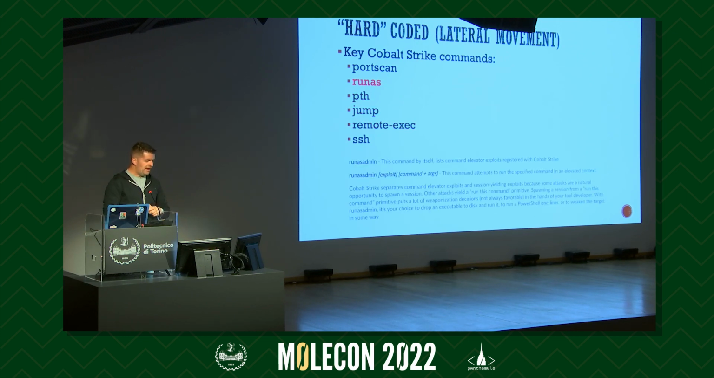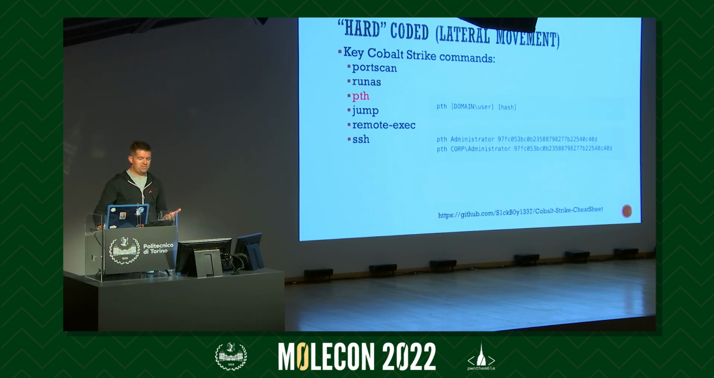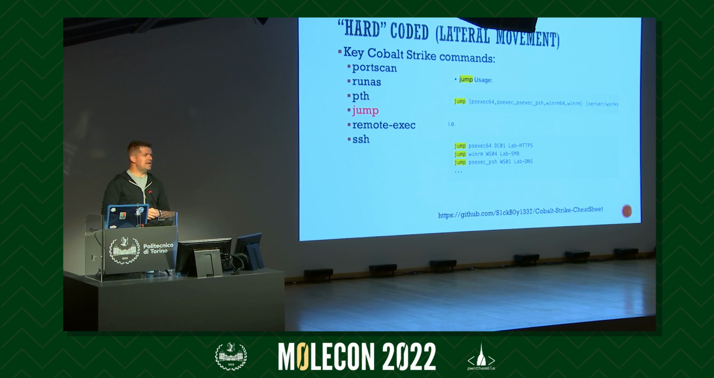The first one is run as. Again, that's very similar to right-clicking and running as a different account or running as an administrator. The goal here is, once again, to try to escalate privileges or act as a different user to achieve different functionality. We can pass the hash, built into the tool. Jumping is where it tends to get a little more intricate or a little more detailed.